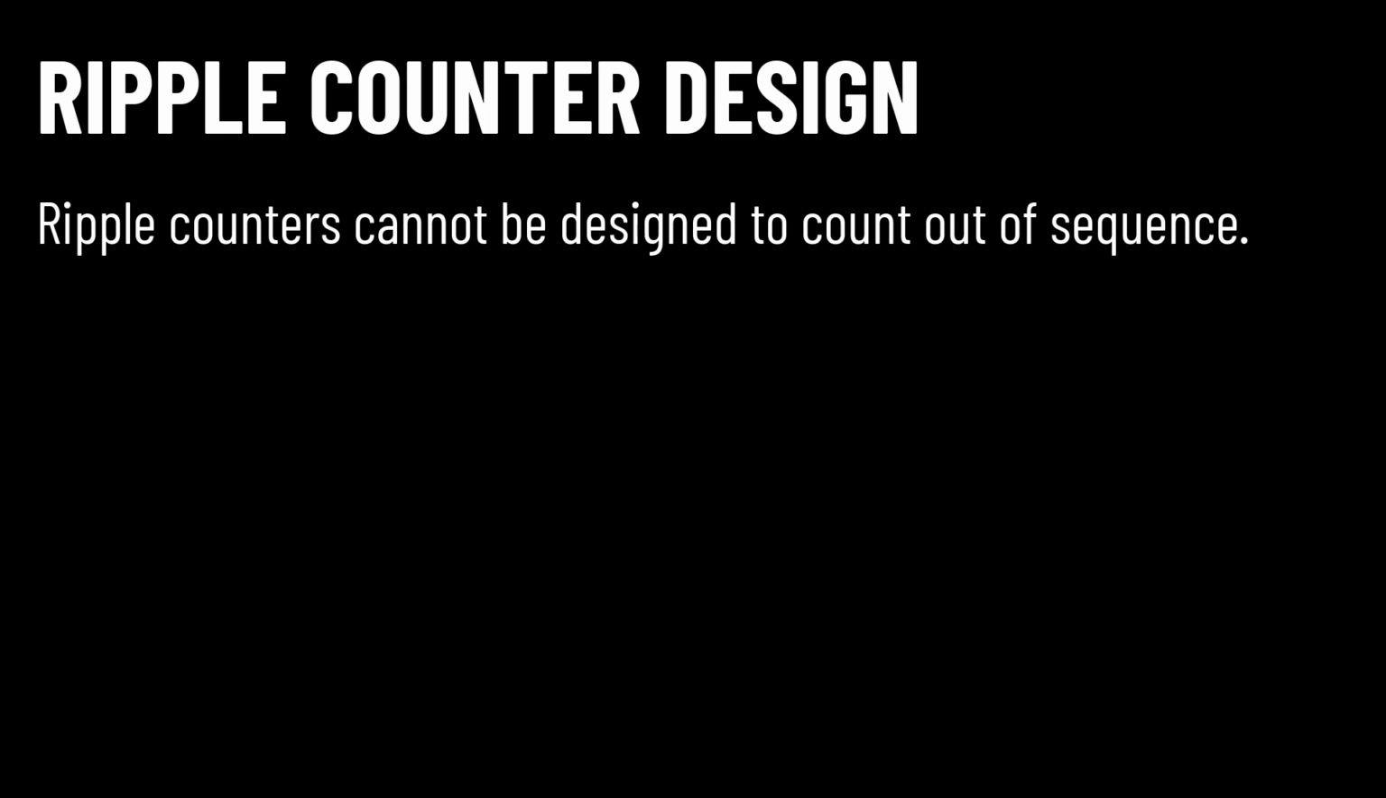Before getting to specific examples, I need to point out that a ripple counter cannot be designed to count out of sequence. That can only be accomplished with a synchronous counter.